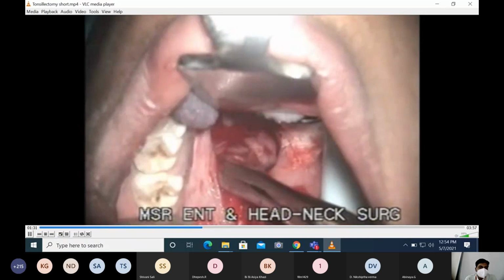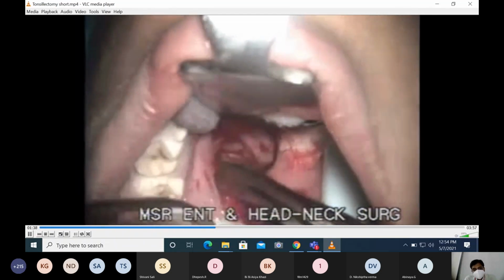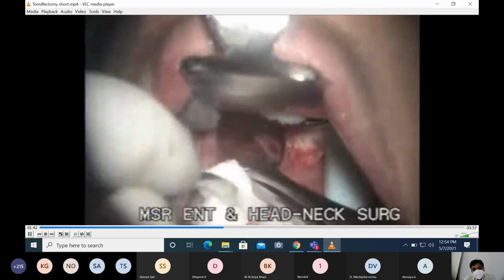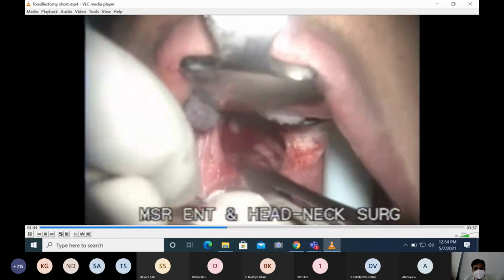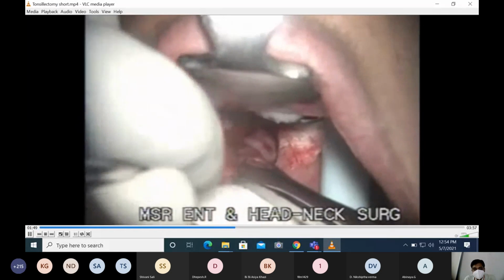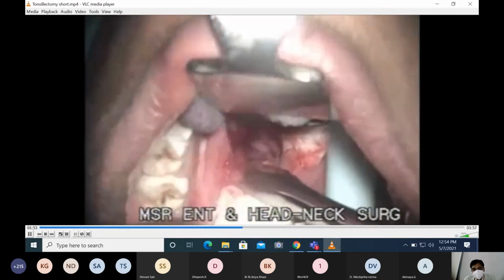You can see the dissection going on. A gauze piece can be used to simultaneously press on the tonsillar fossa to absorb the secretions as well as give control of bleeding by pressure. Okay, so simultaneously controlling the bleeding as well as dissecting in the peritonsillar plane, we can separate the tonsil from the tonsillar bed.